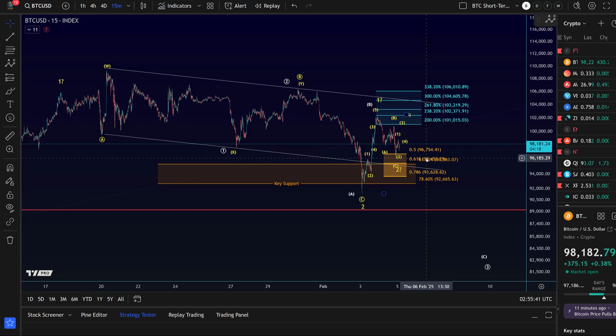I already announced on Discord for our gold members that I can spot a possible 5-wave nano structure to the upside from the low. We're going to take a look at that now.